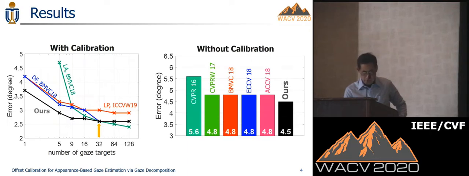This is surprising, since there is a mismatch between train and test. During training, we assume calibration, but this is not used during testing. To find out why this works, please visit our poster.